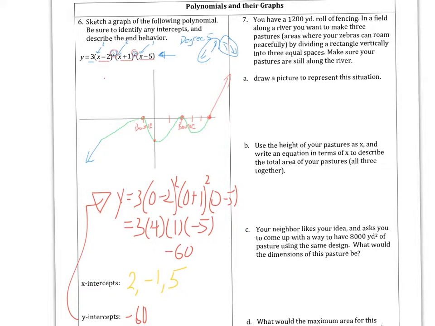Might be nice to fill that in my graph as well. So negative 60. And just to make myself honest, I'm going to use 1, 2, and 5, just so we can see where those points are.